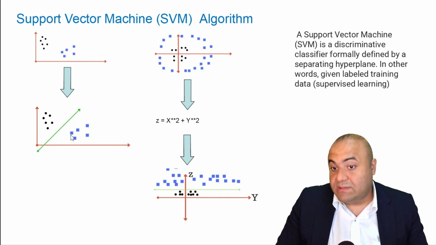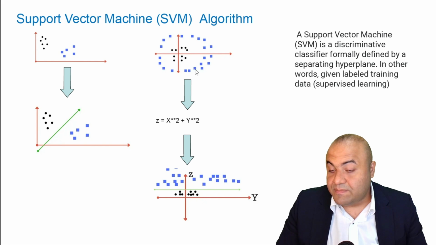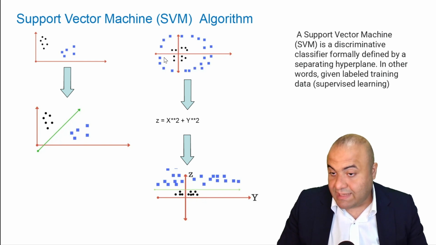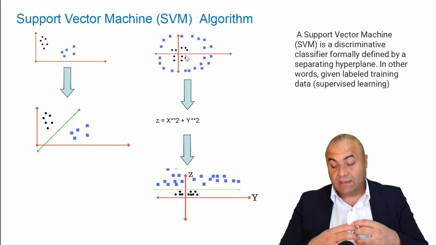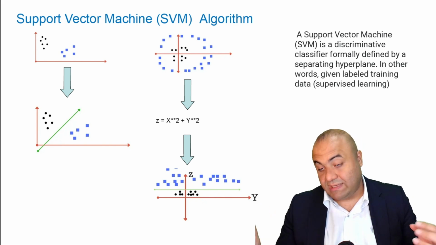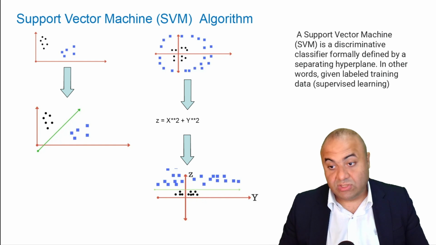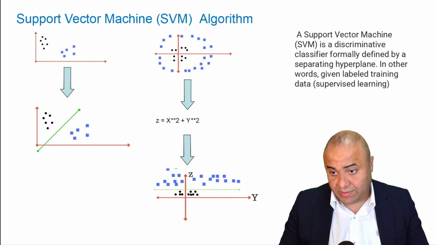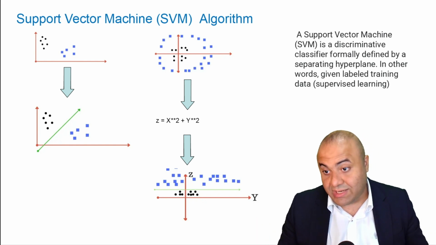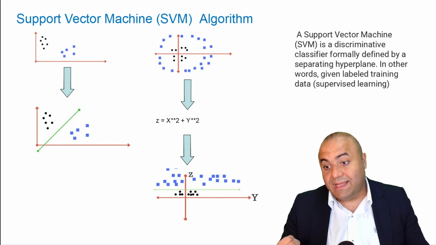Now the problem is, what if the data look like this? How can you create a hyperplane? Of course, you can create a circle, and you can say the points inside the circle are this much, and the points outside the circle are going to be this much. However, a more common method is to increase the dimensionality of the problem by adding a kernel.